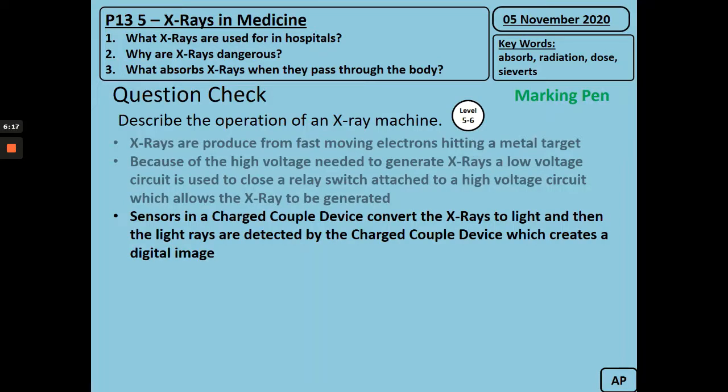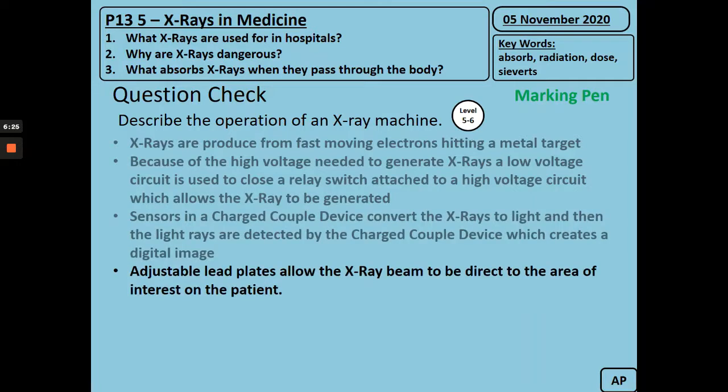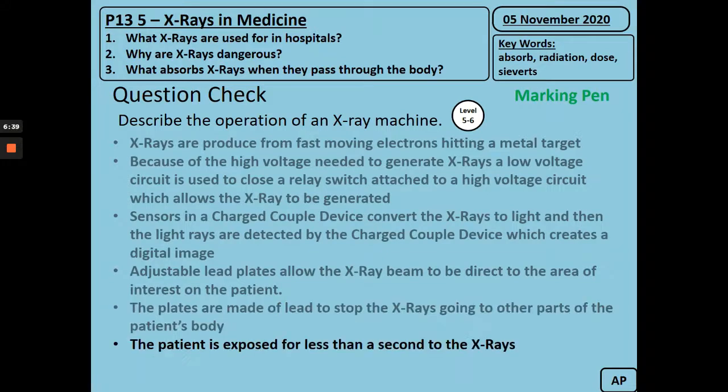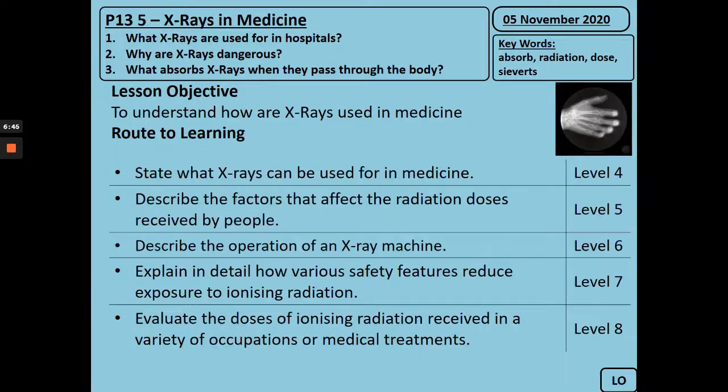Sensors in a charge coupled device convert the X-rays to light, and then the light rays are detected by the charge coupled device, which creates a digital image. Those adjustable lead plates allow the X-ray beam to be directed to the area of interest of that patient. The plates are made of lead to stop the X-rays going to other parts of the patient's body. The patient is exposed for less than a second to those X-rays.